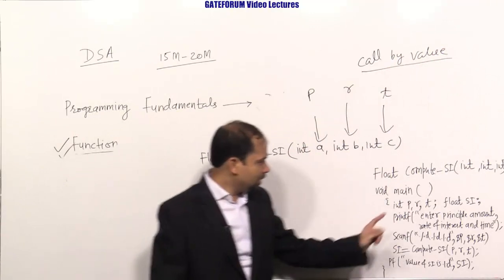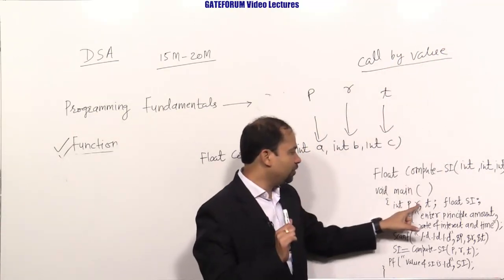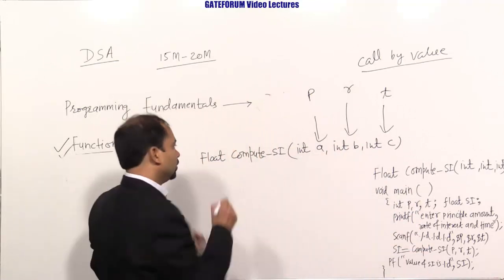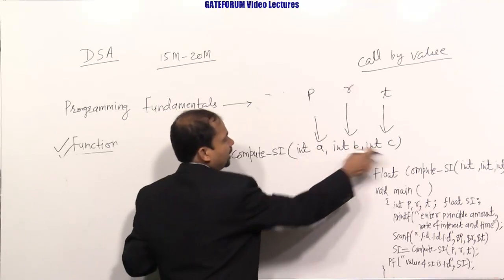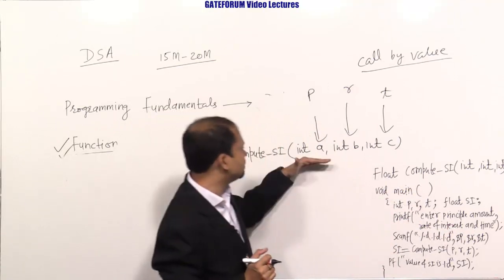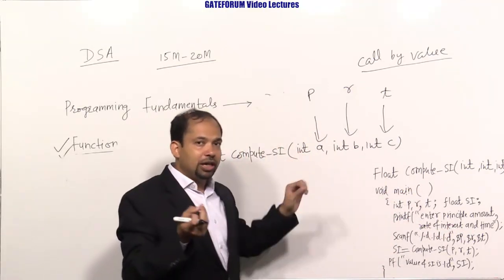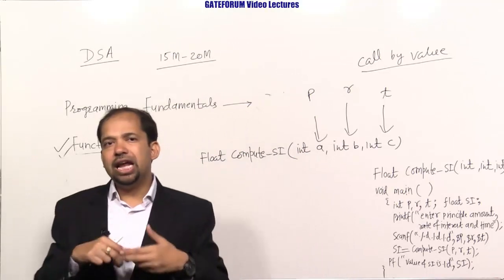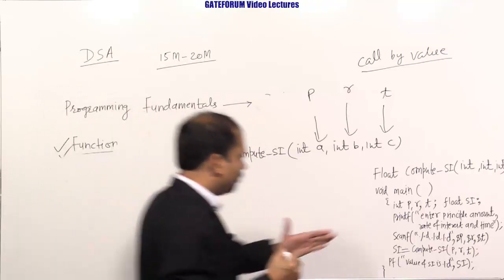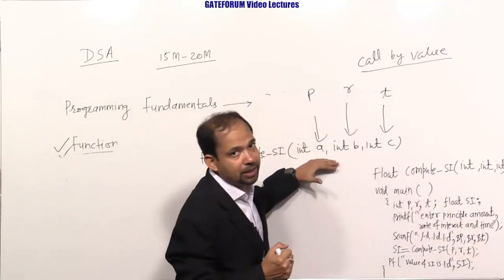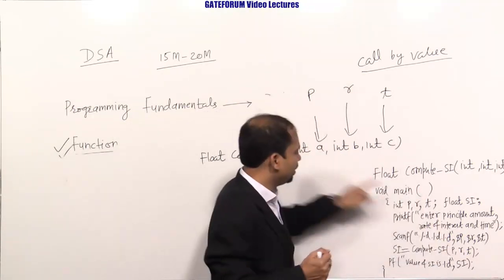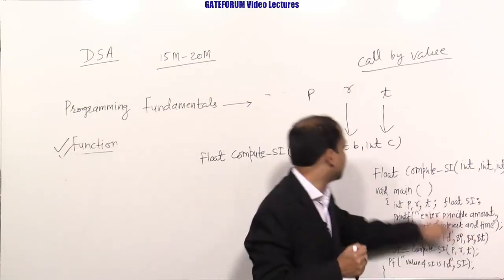So whatever we have inserted for P, R and T, they will be copied to A, B, C respectively. Right. So even if you write P, R, T, no problem. But this PRT will have a different address in memory, and this PRT will have a different address in memory. In memory we can have two variables of the same name, but they will be at different addresses. So the main thing here is the value of P is passed to A, the value of R is passed to B, and the value of T is passed to C.